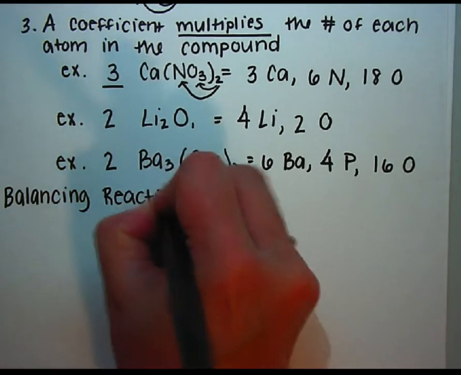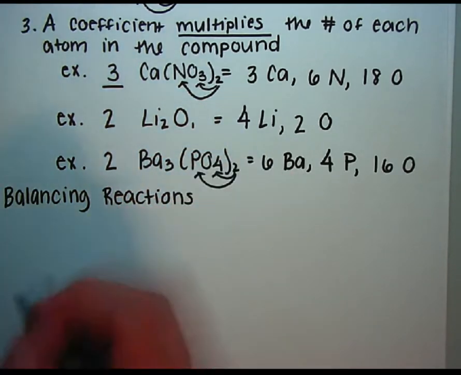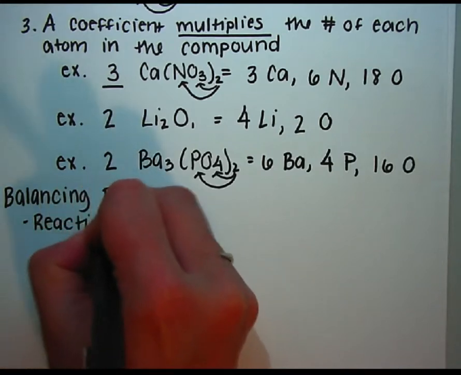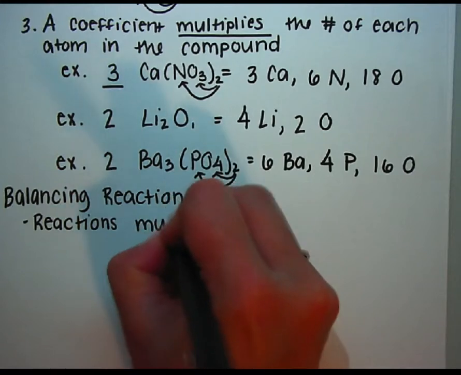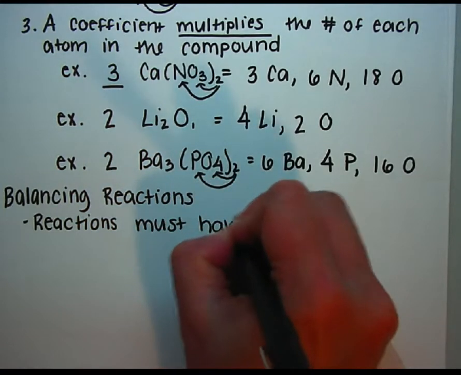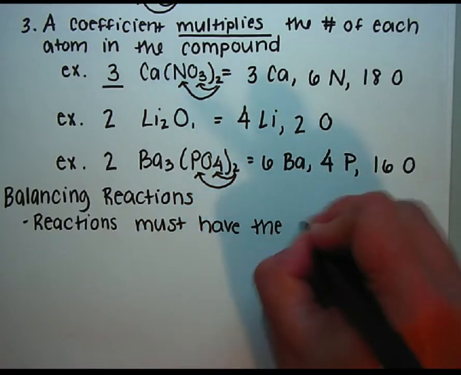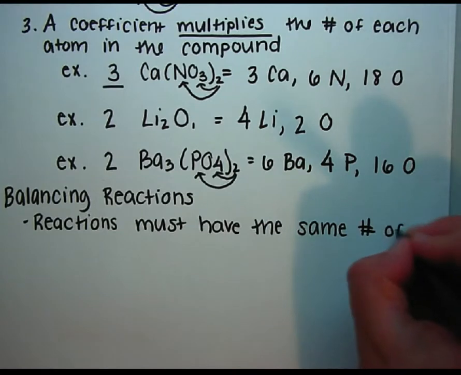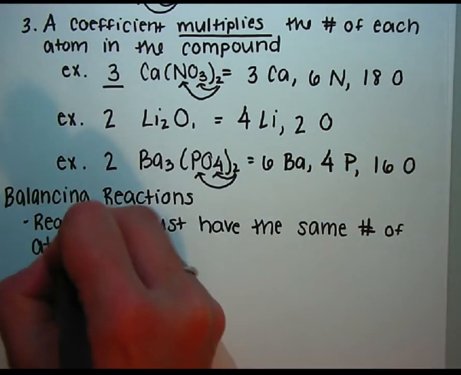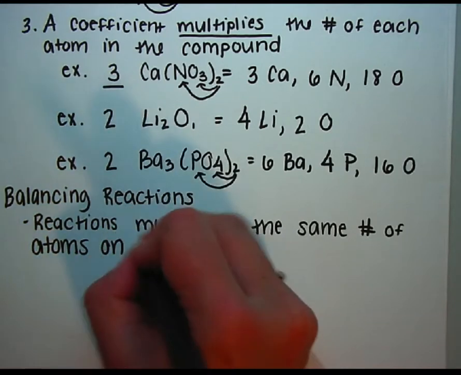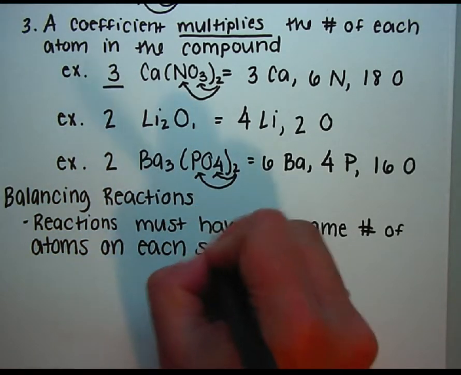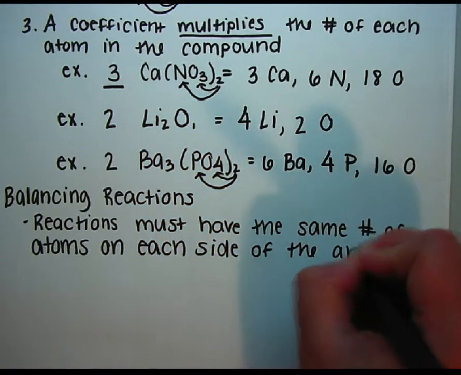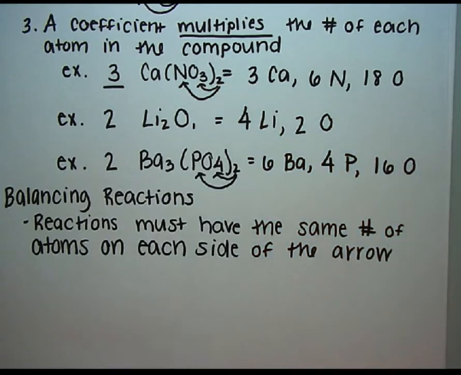Balancing reactions. The most important thing for balancing reactions is to know that reactions must have the same number of atoms on each side of the arrow. This is the law of conservation of mass. We can't just lose atoms.